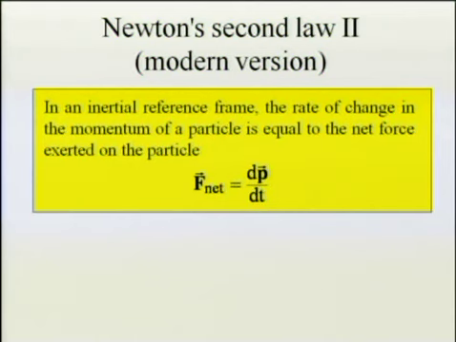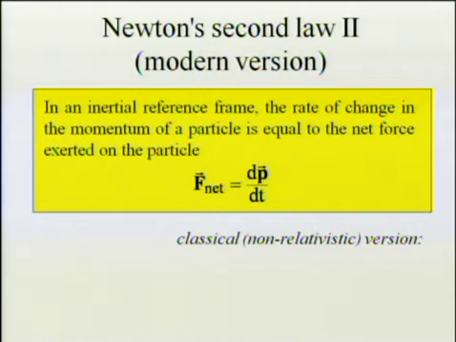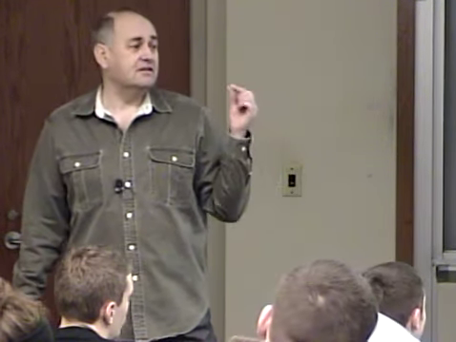Well, it is very easy now to show this second version of Newton's second law, which says that in an inertial reference frame, the rate of change in momentum of a particle is equal to the net force exerted on the particle. And currently this is the most universal version of Newton's second law. Only this version is true in all circumstances which we encounter. For high speeds, the previous version is wrong.